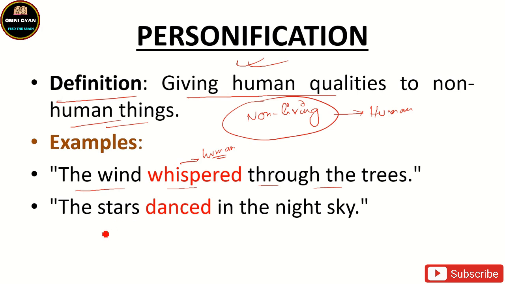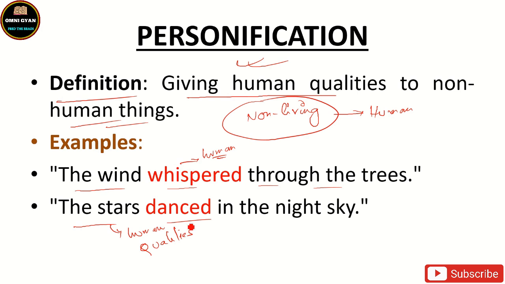Alright, look at the next example. The stars danced in the night sky. Can stars dance? No, only human beings can dance. So the stars have been given human qualities. That is why it is personification. When in a non-living thing you give human qualities, that becomes a personification. Whenever you give a human quality, human attributes, to any non-living thing, that automatically becomes a personification.